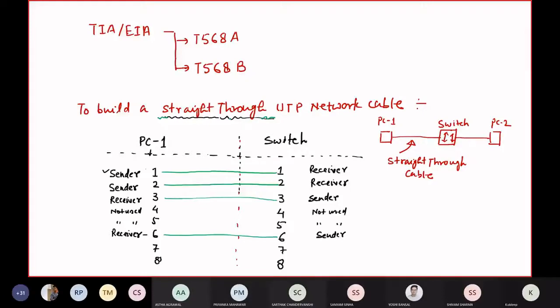Okay. So now we are taking another scenario, wherein we require to connect 2 devices using a copper crossover connection. So this was the example of straight through, right? Now take the example of copper crossover connection, or UTP cable, the network cable.